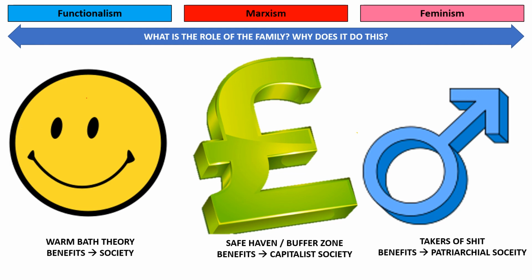And the other key difference is who benefits from this in the long run. So for functionalism, society is what benefits. For Marxism, it's capitalists who benefit. And for feminists, patriarchal values benefit.